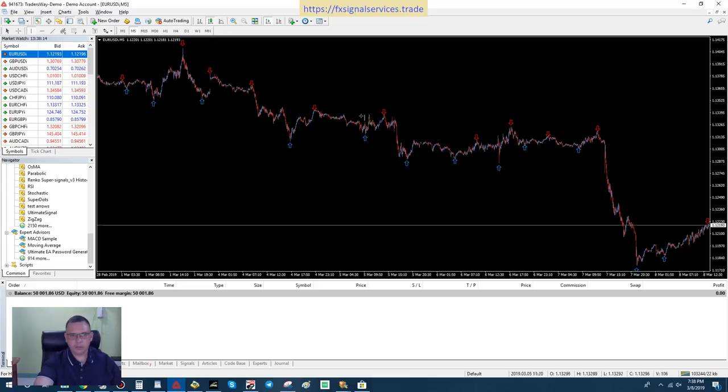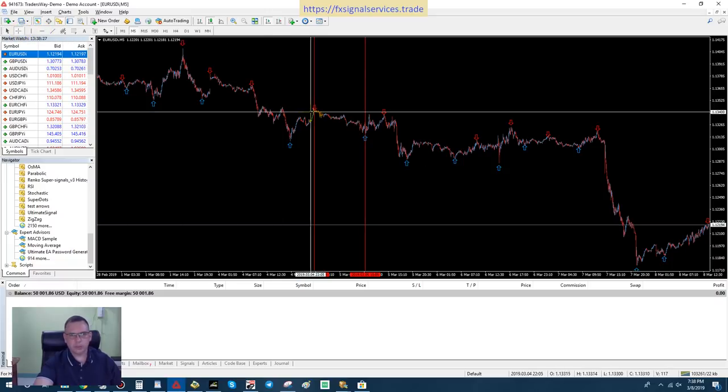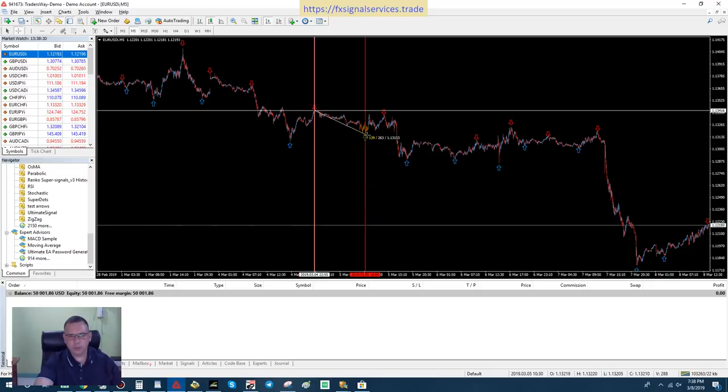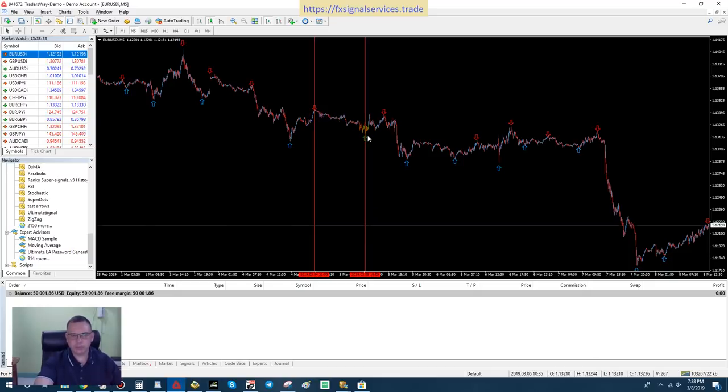Let me try to find a good example here. We can look at this one here, and look at this one. So you open here and close here. I'm going to get the crosshairs and draw to see how many pips this is. That says 263 pips, which is not bad. This was opened on the 4th of March 2019 and closed on the 5th of March. Open at 22:50 and then closed at 10:50. So that's a 12-hour period, almost exactly 12 hours.